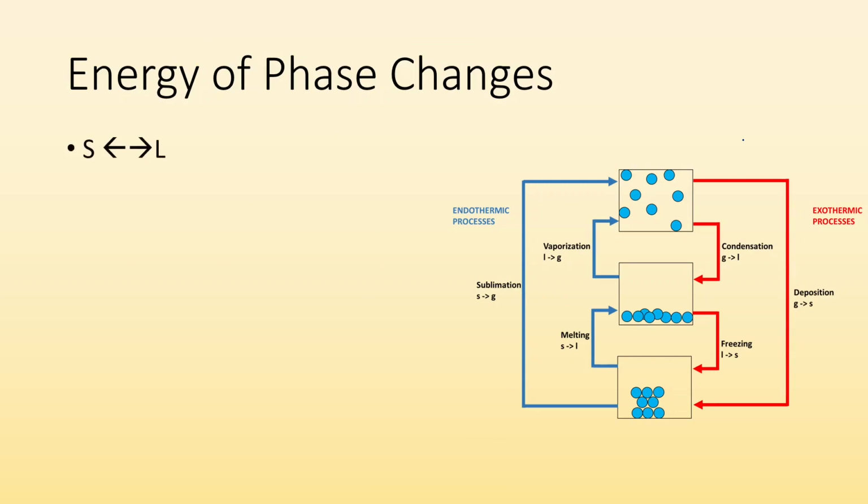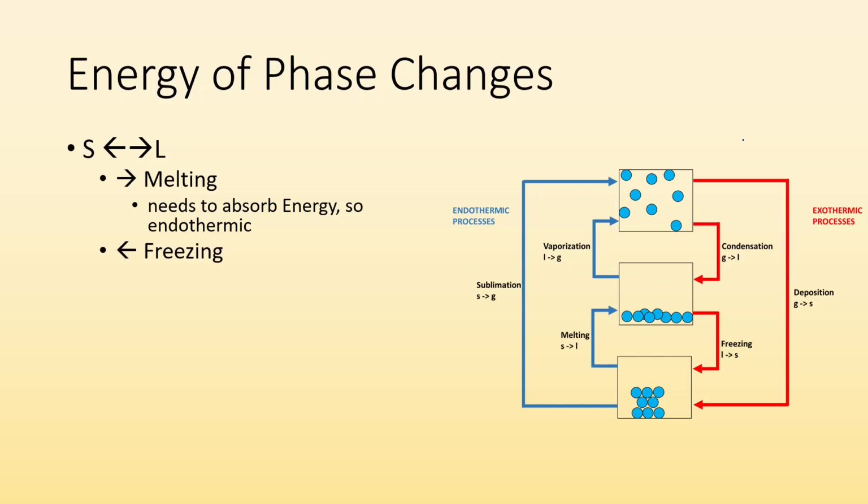So let's talk a little bit more about energy. Solid-liquid equilibrium. If we go from solid to a liquid, we call that melting. It needs to absorb energy, so that process is endothermic. You want to melt some ice, you've got to give it some energy. Go in the opposite direction, freezing. If you want to freeze some water, you've got to get rid of some energy that that water has, so it needs to lose that energy.